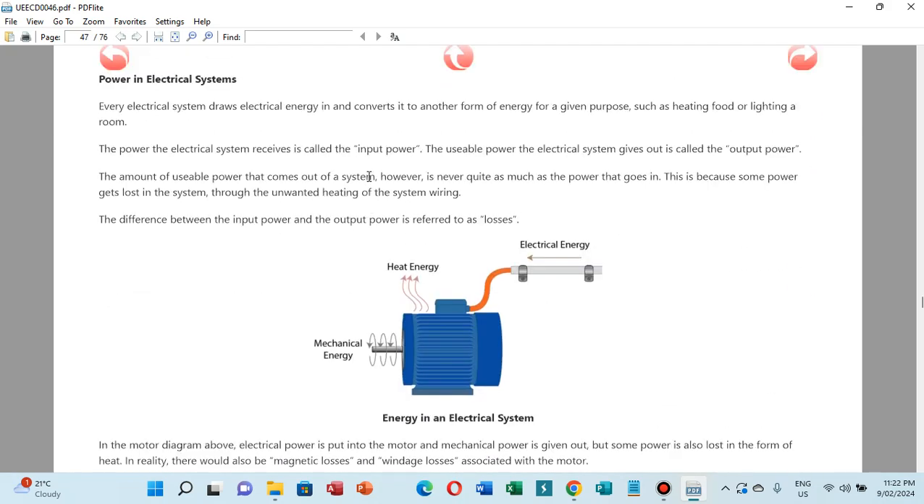So also the electrical power system. When the generator rotates, it will produce electrical energy. So mechanical energy is converted to electrical energy. Similarly, the motor takes electricity and produces mechanical energy. So the generator converts mechanical energy to electrical energy, and the motor converts electrical energy to mechanical energy.